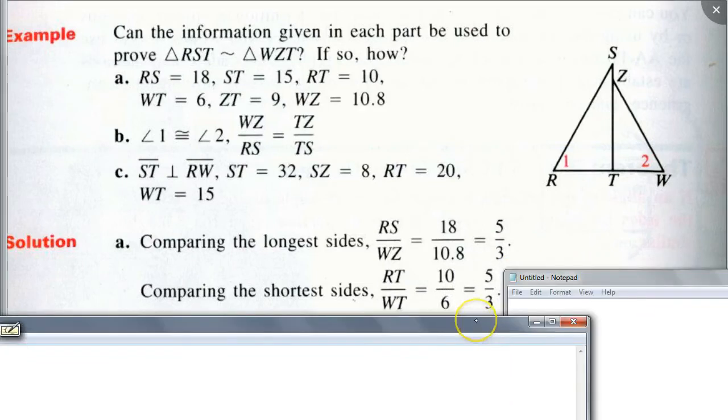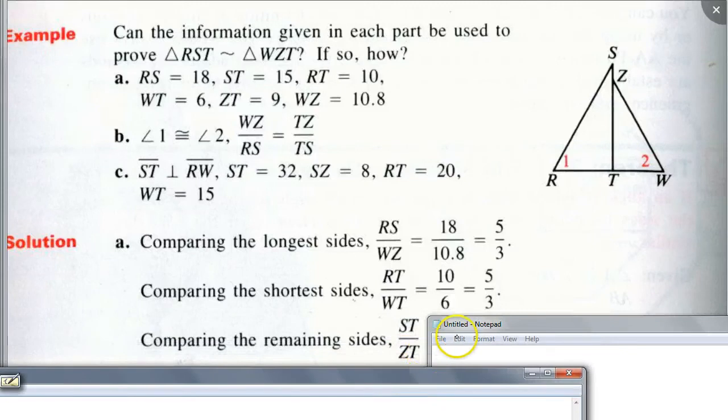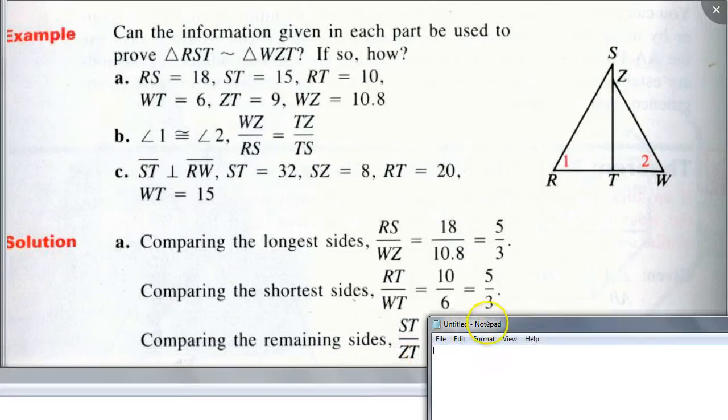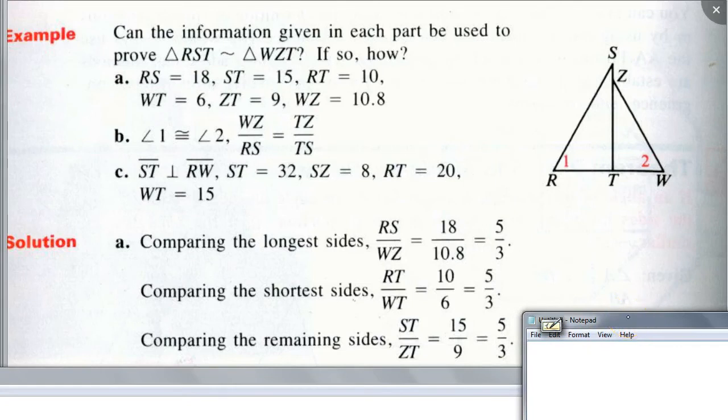Okay, we're done. Then we could say these two triangles are similar, correct? No. We only compared two pairs. You have to have all three sides. So we're going to compare the remaining side, which is ST to ZT, which is 15 over 9. Now are we ready to say? And what is the reason that these two triangles are similar? Because of the side-side-side similarity theorem, correct?